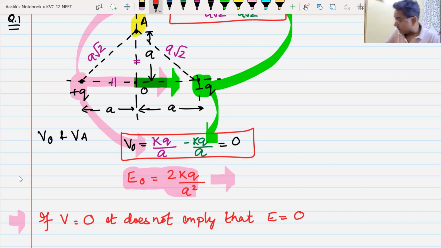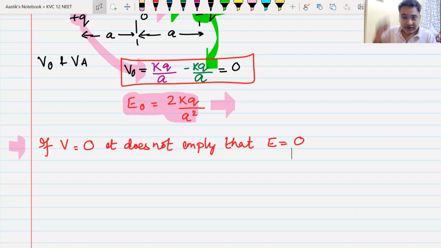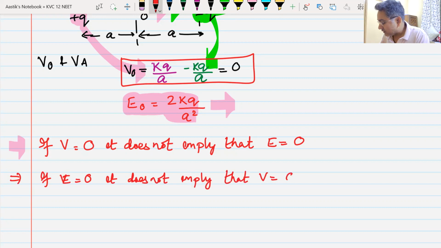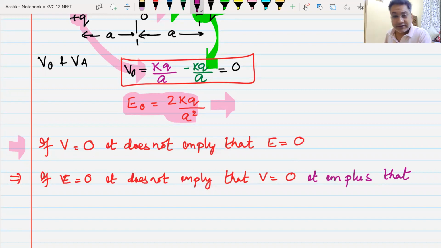Then I can say the reverse of it. What is the reverse of this? If electric field is 0, it does not imply that electric potential is 0. In fact, it implies that whenever electric field is 0, potential would be constant.